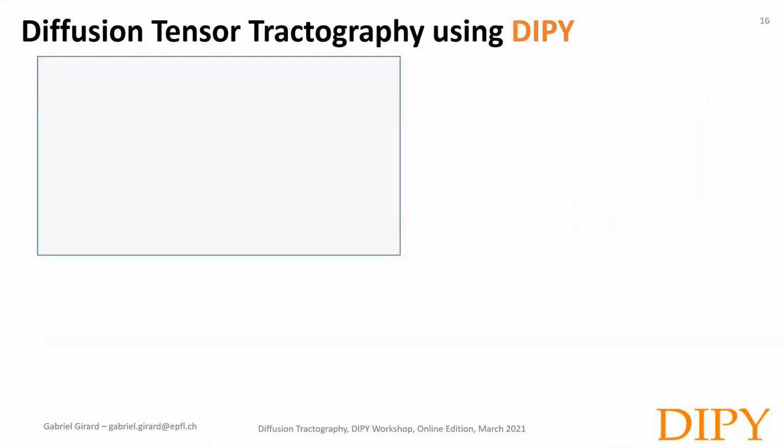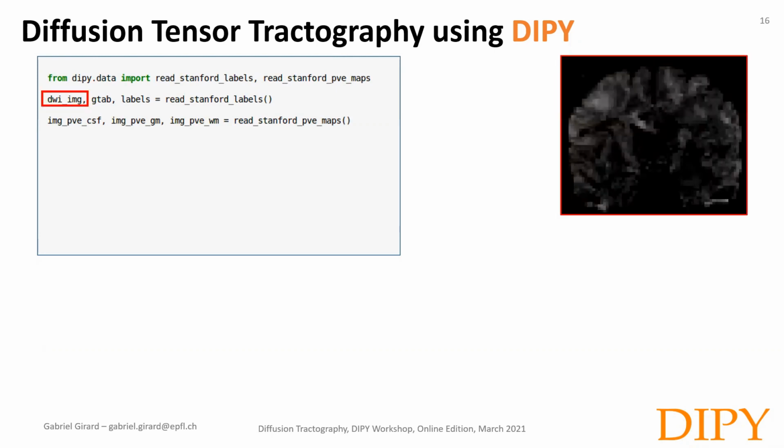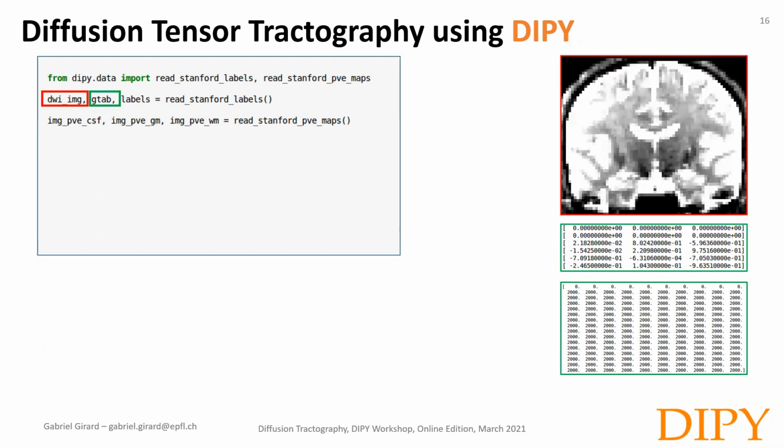If you would like to do this in DIPY, you first need to load your diffusion data. Here, for instance, we use the Stanford data available as example in DIPY. We have our diffusion images and our gradient table with b-value of 2000 and the corresponding b-vectors.